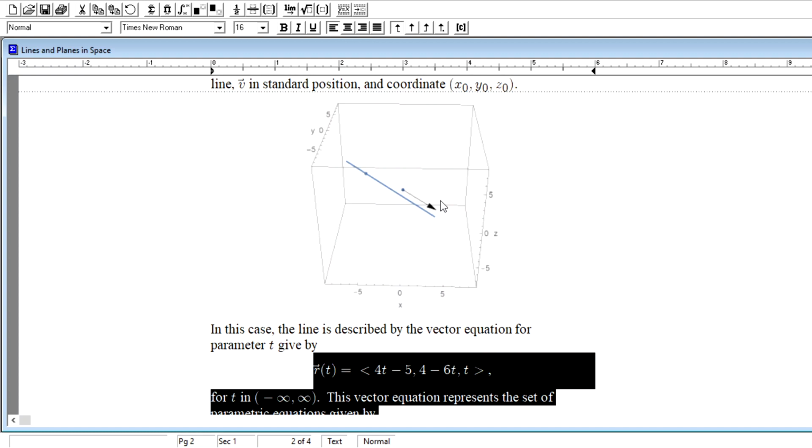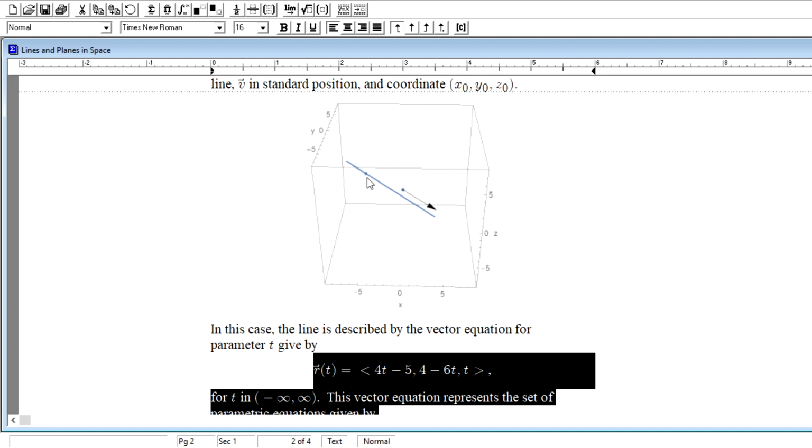We need to know a little bit about what direction it heads in, and we need a little bit of information about where it's located in terms of a coordinate. And that hasn't changed with our description of lines. In two-dimensional space, how have we described a line? Well, we needed to know a point on that line, and we needed to know the slope of that line.